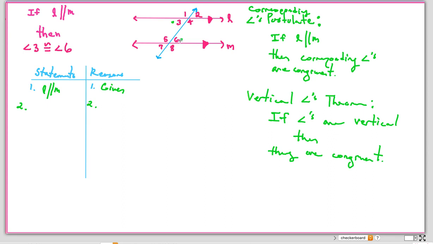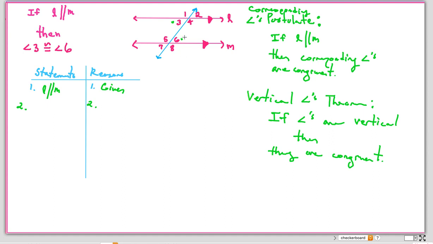2 is congruent to 6. Why is 2 congruent to 6? Well, corresponding angles postulate. These two lines are parallel, therefore corresponding angles are congruent. So 2 corresponds with 6, therefore they are congruent because of corresponding angles postulate. Then you could say that 3 is congruent to 2. Why is it that 3 is congruent to 2? 3 is congruent to 2 because they're vertical angles. And if angles are vertical, then they're congruent.